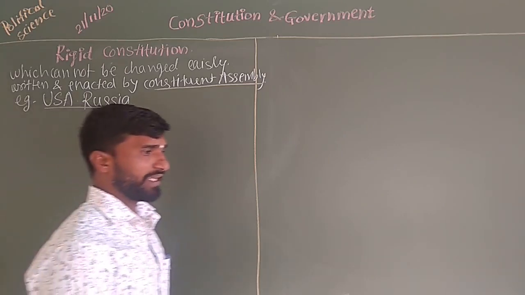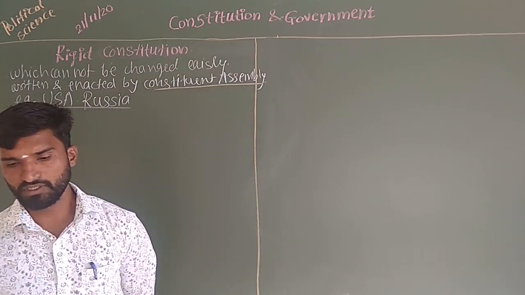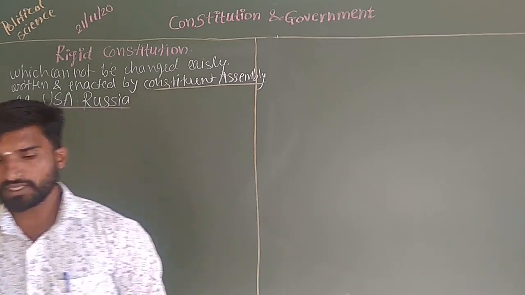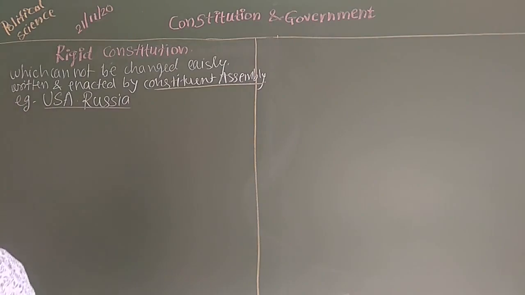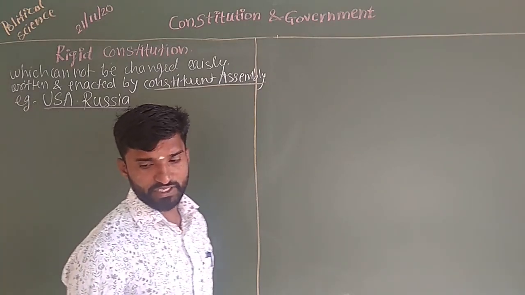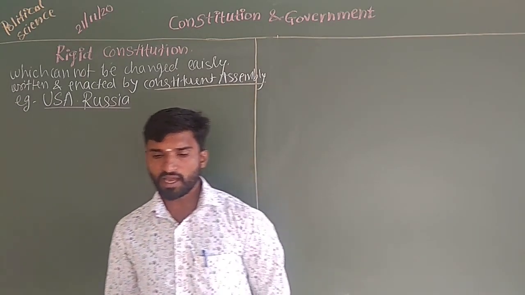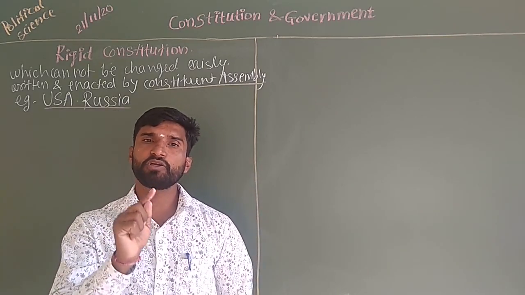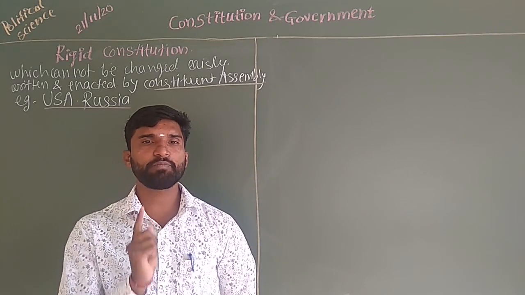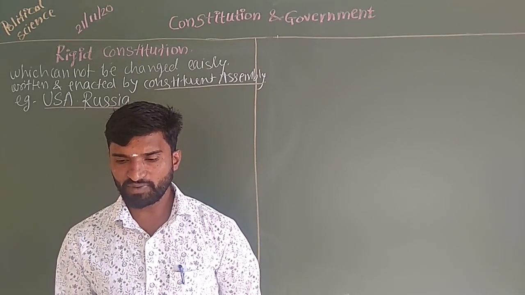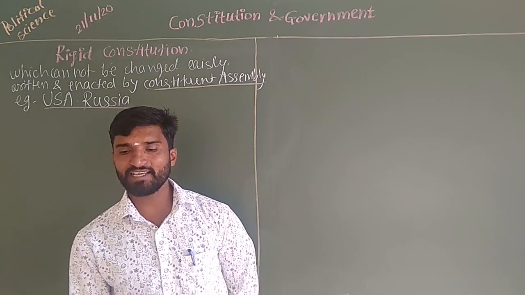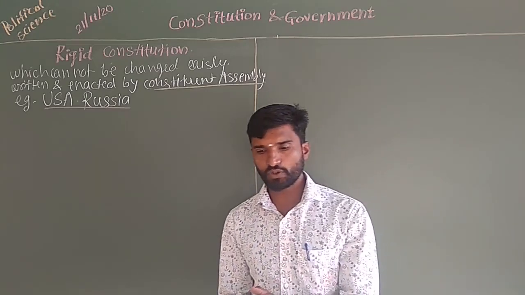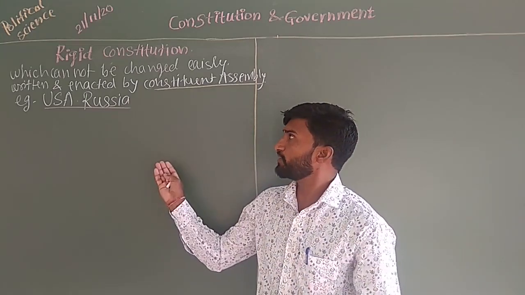Now, what exactly is the definition you can give here? Two definitions are there. One is given by A.V. Dicey. What is that? A rigid constitution is one under which certain laws, generally known as constitutional law or fundamental law, cannot be changed in the same manner as the ordinary law.